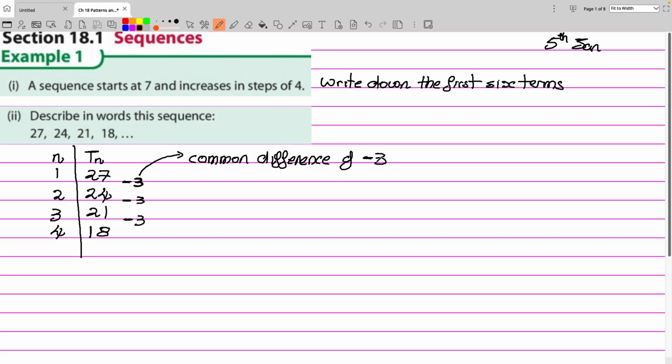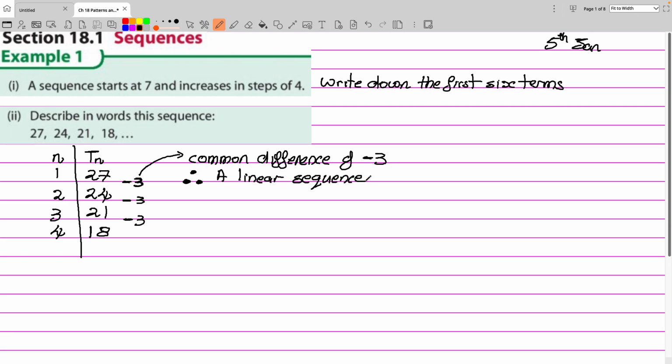And here, the first term is 27. The second term is 24. The third term is 21. And the fourth term is 18. Now, I've decided I'm going to digress from the textbook for now. In mathematics, the first thing you always look for is something called a common difference. See if there's a common difference.